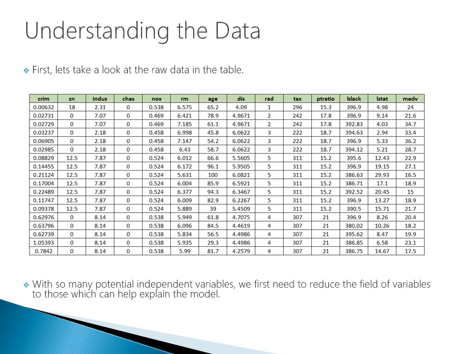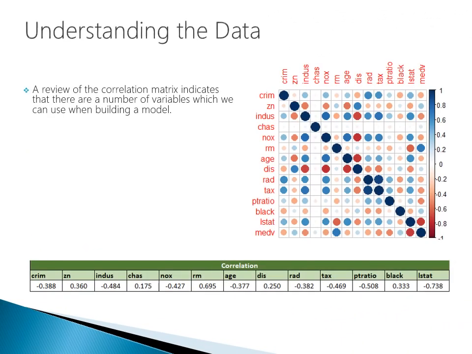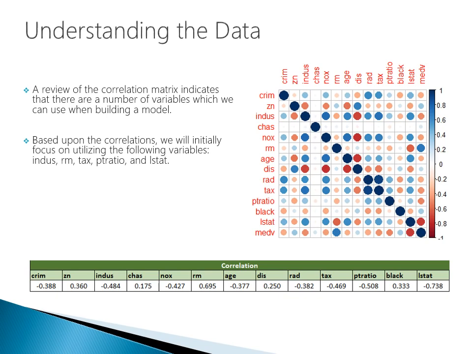With so many potential independent variables, we need to reduce the field to only those which can help to explain the model. There are many ways that we can go about this. We can review the correlation matrix, and when we review this matrix, we see a number of variables which we can use to help build the model. In particular, we're looking for correlations that are closer to 1 or -1. Based upon the correlations, we will initially focus on utilizing the following variables: INDUS, RM, TAX, PTRATIO, and LSTAT.